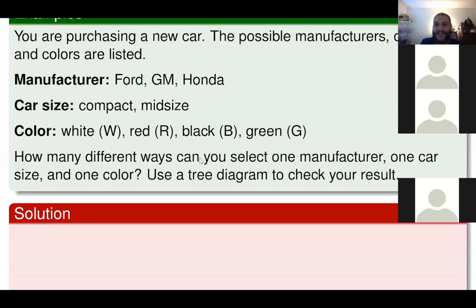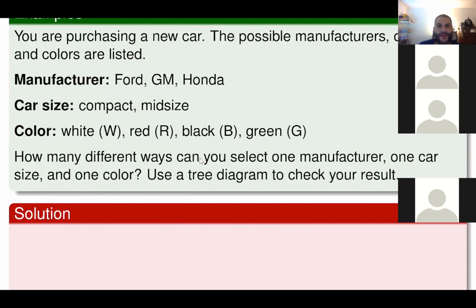All right, so this one says you are purchasing a new car. The possible manufacturer, car size, and color are listed. For the manufacturer, you're either going to choose Ford, GM, or Honda. For the car size, you're either going to choose a compact or a mid-size. And for color, you can choose white, red, black, or green. It asks, how many different ways can you select one manufacturer, one car size, and one color? Use the tree diagram to check your result. All right, so we'll use the tree diagram after this.